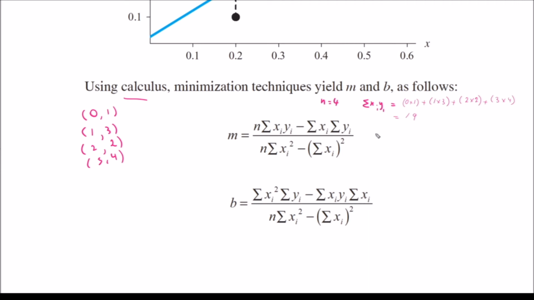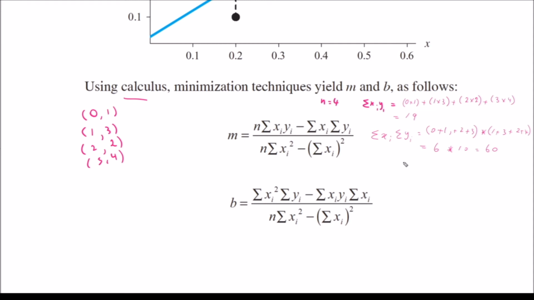And the second term, right? This one, which I have sum of xi, and then sum of yi. So what does that mean? You add all the x's together, so it is 0 plus 1 plus 2 plus 3, and you multiply that by all the y's added together. So it is 1 plus 3 plus 2 plus 4, right? So what is this equal to? Well, this one is 6, multiplied by 10, so it will be equal to 60, right? So that's that.